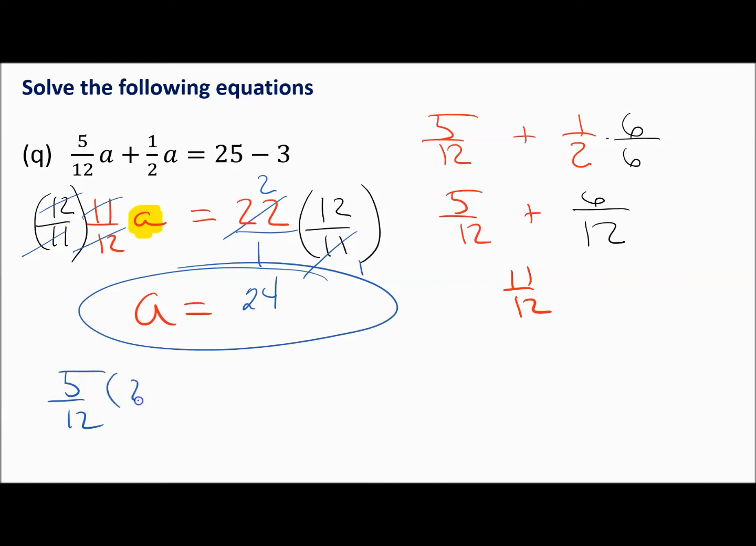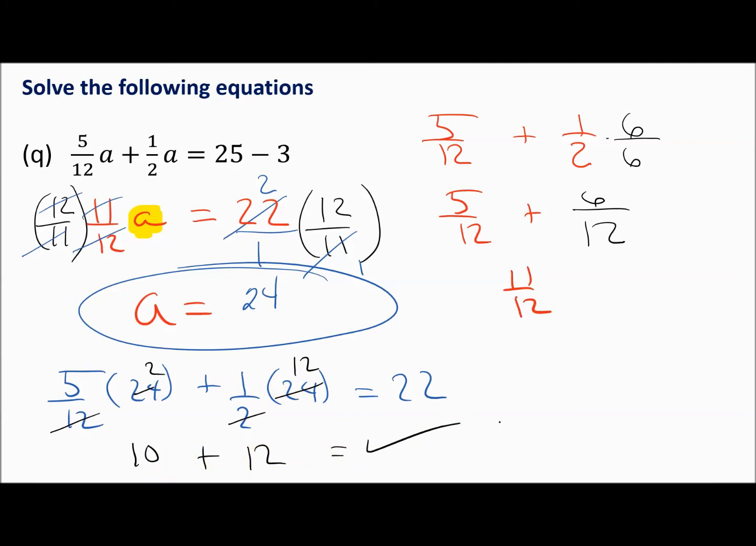into my A value both times. This time I'm going back to the original because you really should. And 25 minus 3 now is 22. We're confident with that. Now, 12 goes into 24 twice. 5 times 2 is 10, plus 2 goes into 24 12 times. 1 times 12 is 12, and 10 plus 12 is 22. So they look more complicated, but the method is the same, right?